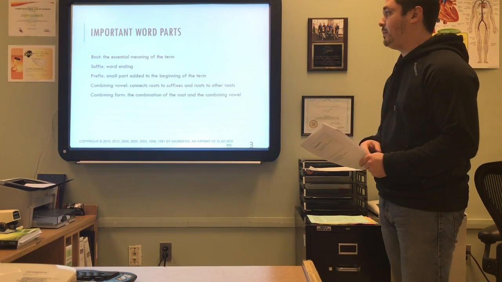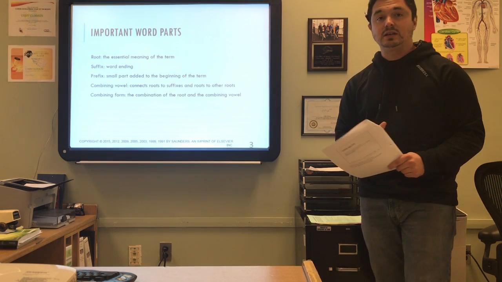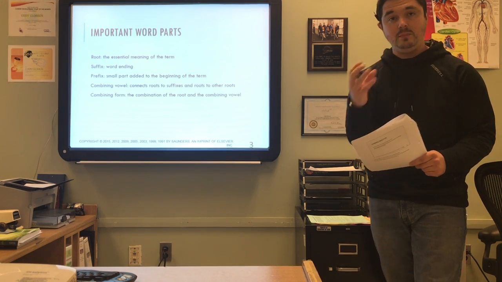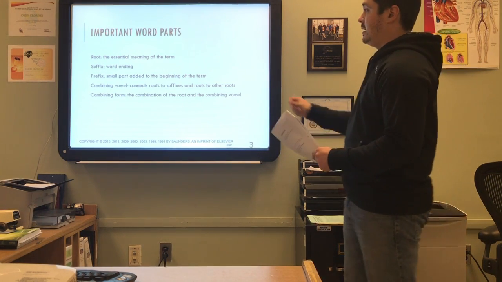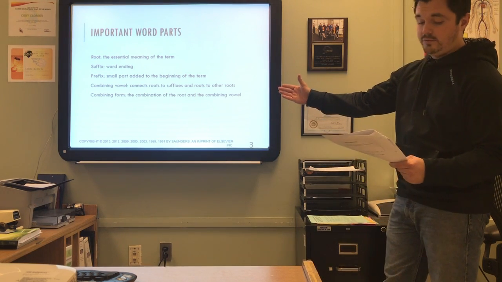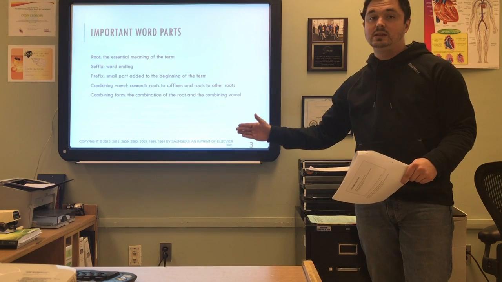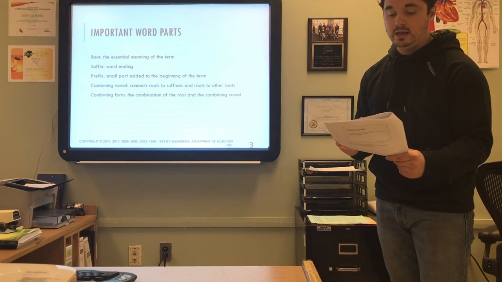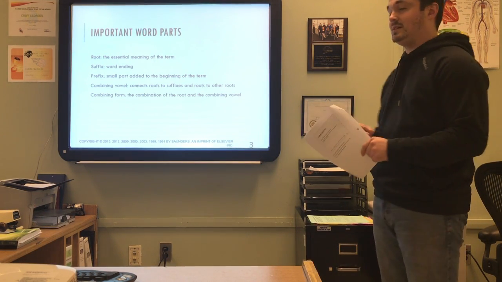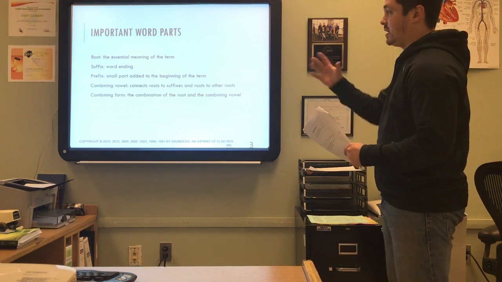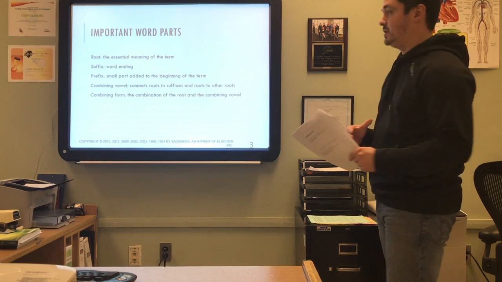A prefix is a small part added to the beginning of the term. It's much like the suffix. All its job, its duty, is to alter the meaning of the root word. Then you have your combining vowel and your combining form. Now the combining vowel connects the roots to suffixes and other roots. It has no meaning. Okay, it's used as a bridge to make pronunciation easier. So most generally it's an O, and we'll talk about that more when you see these words in the future.